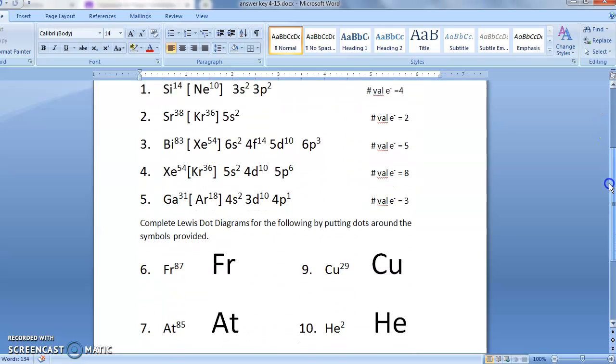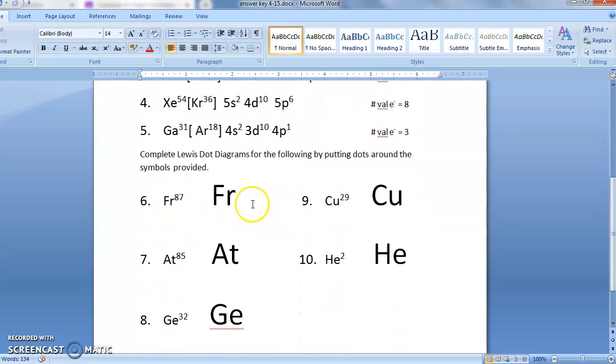Now we continue with the Lewis dot diagrams. Again, Lewis dot diagrams are putting dots around the element symbol. So we're asked to do francium 87, and we need to write the symbol francium. And then this side is the electrons that are in the s sublevel. This is a p side, a p orbital, and a p orbital. So we're just doing the valence electrons.